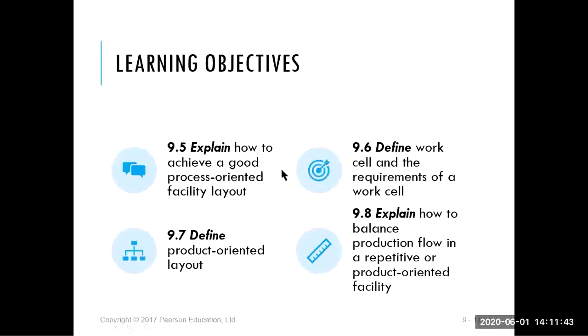Next, you can explain how to achieve a good process-oriented facility layout. Define the requirements of work cell layout. And you are able to define the product-oriented layout. Lastly, you can explain how to balance production flow in a repetitive or product-oriented facility. So this is all the layouts. At least you understand why the organization has to use a certain layout, and you are able to discuss and explain the objectives, and recognize what type of layout.